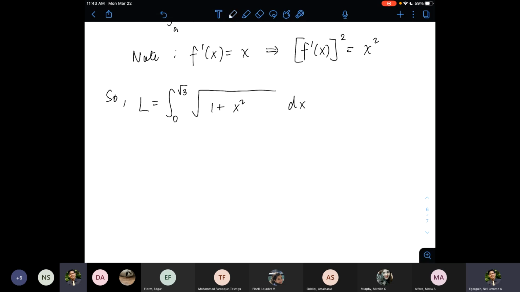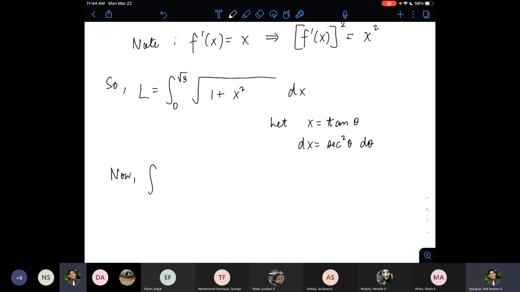And if you recall, we need to let x be equal to tangent theta, because here we need to use the Pythagorean identity that involves tangents and secants. So for that, we'll need dx equal to secant squared theta d theta.